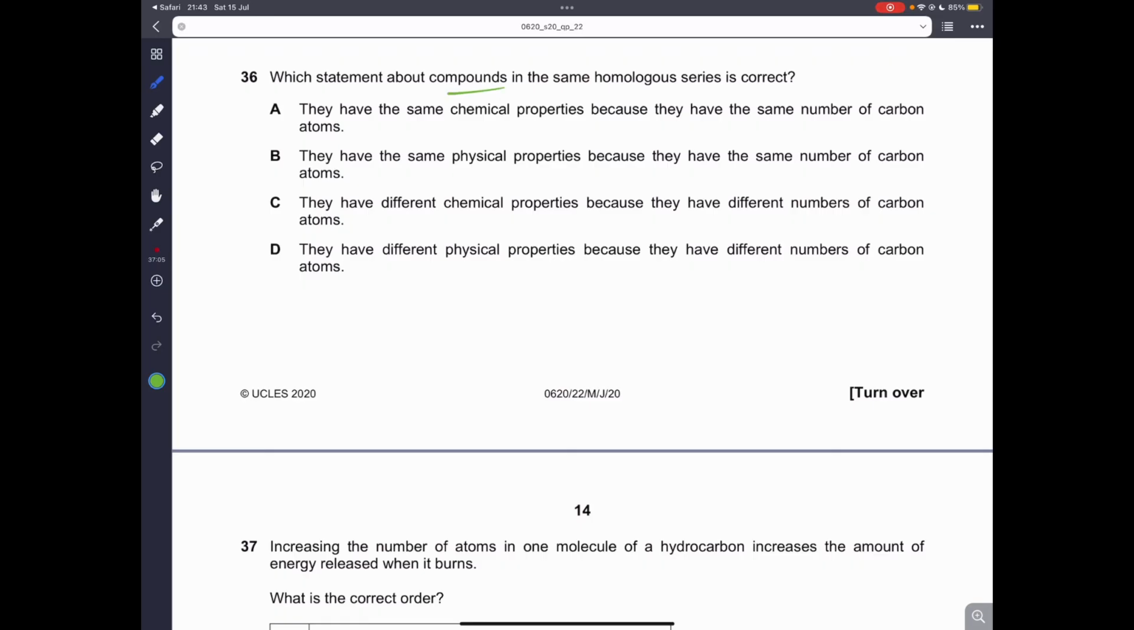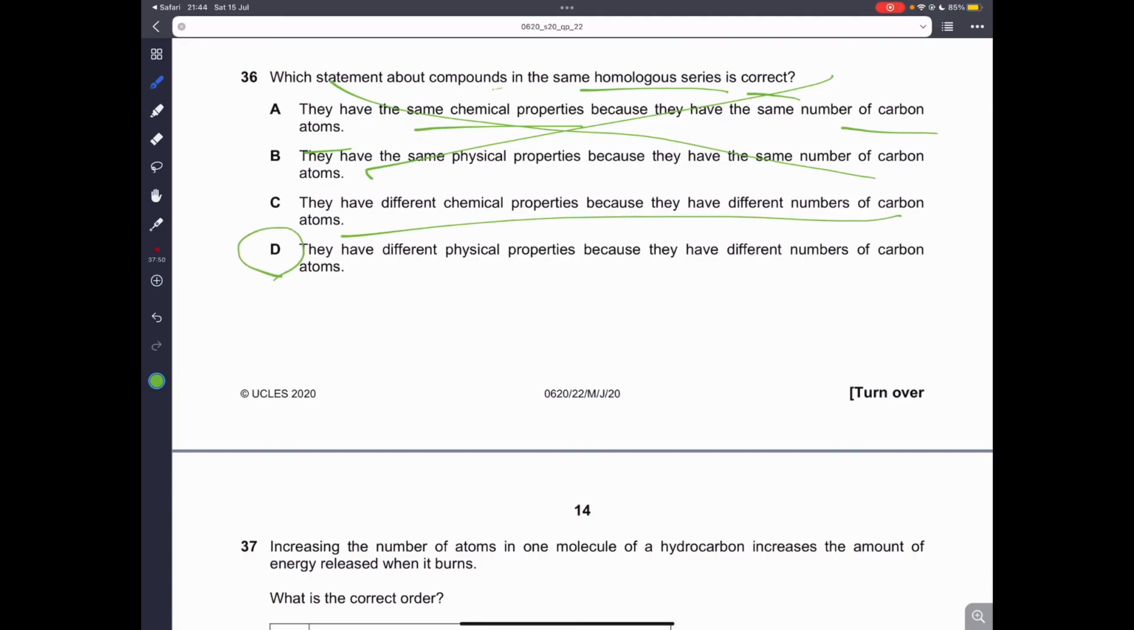36. Which statement about compounds in the same homologous series is correct? Do they have the same chemical properties because they have the same number of carbon atoms? They don't have the same chemical properties, so this is wrong. However, they do have similar chemical properties. It's not the same, but it's similar. So A and B are wrong.